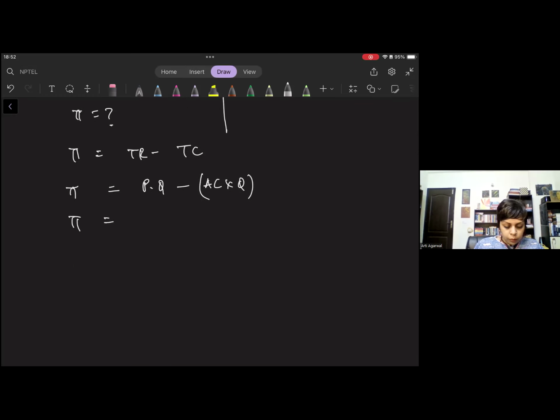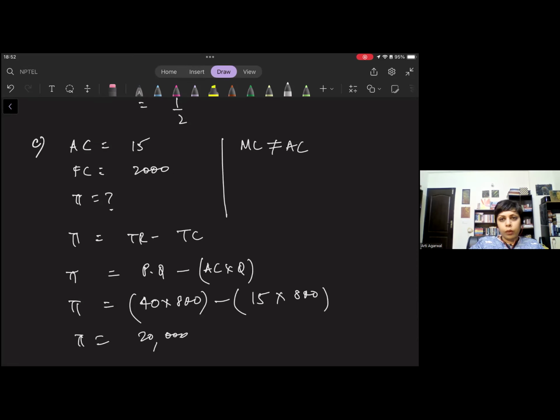So then we have 440 into this is 800. Average cost is 15, and this is 800. Then we will get some normal logical answer. This is 12,000, this is 32,000, so this is 20,000.